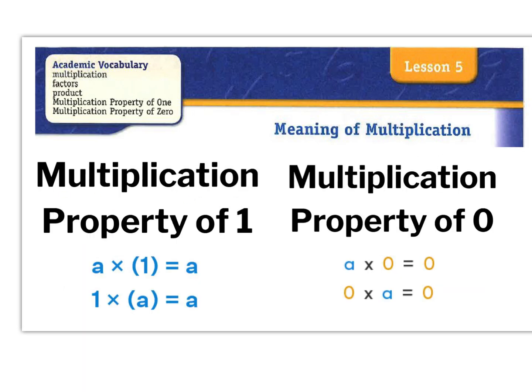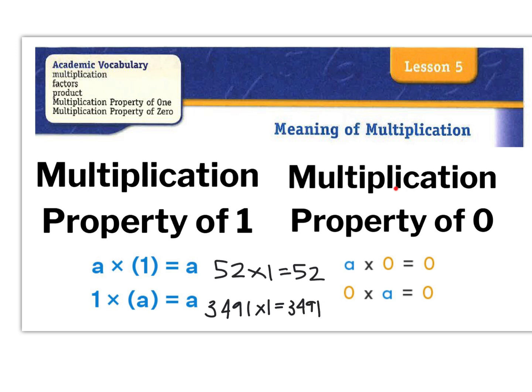All right, the multiplication property of 1. Any number, so A is a variable, A could be any number times 1, you get itself. So A times 1 equals A, or flip them around, 1 times A equals A. You still get the original number. So if it was 52 times 1, it equals 52. If it's 3,491 times 1, it equals 3,491.